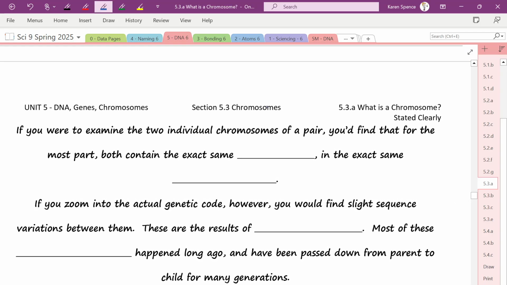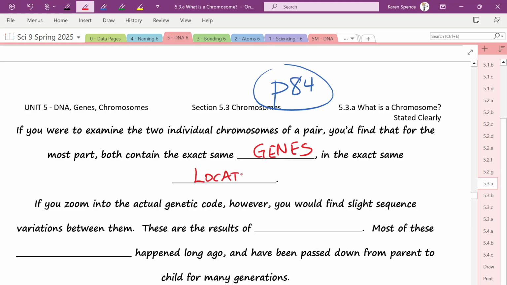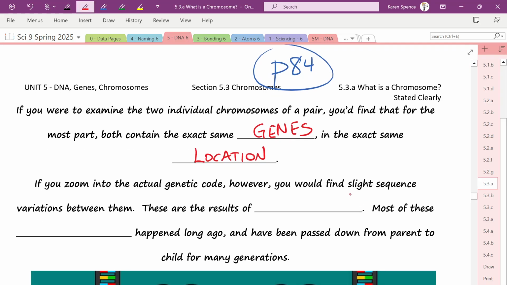If you were to examine, we are now on page 84. If you were to examine the two individual chromosomes of a pair, you'd find that for the most part, both contain the exact same genes in the exact same location. If you zoom into the actual genetic code, even though they have the same gene, you would find slight sequence variations, that is, differences in the letters.